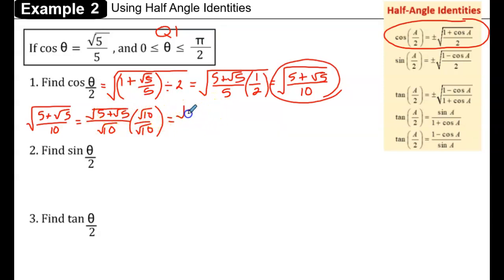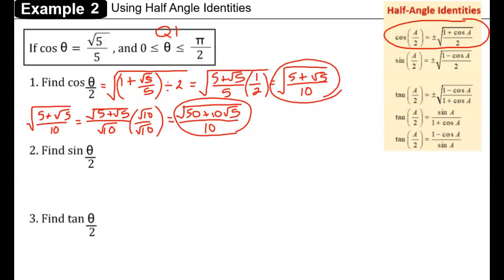10 times 5 is 50, and then 10 times root 5 would be 10 square root of 5. Then that's all divided by root 10 times root 10, which is 10. Those would be equivalent, only the second form is rationalized.